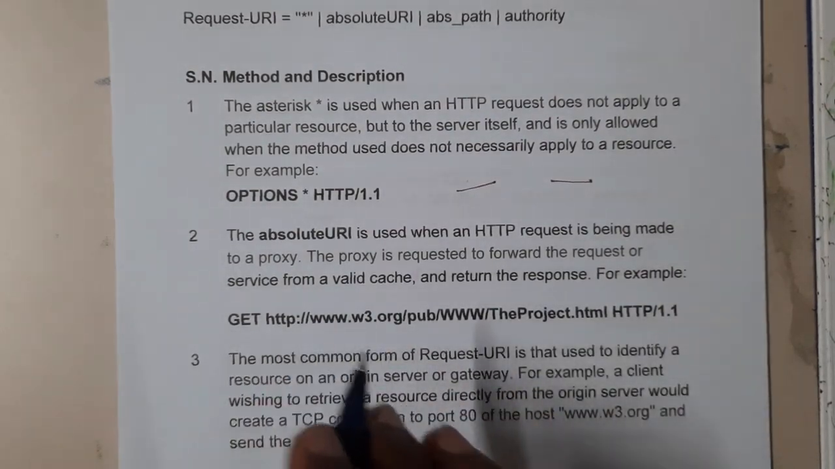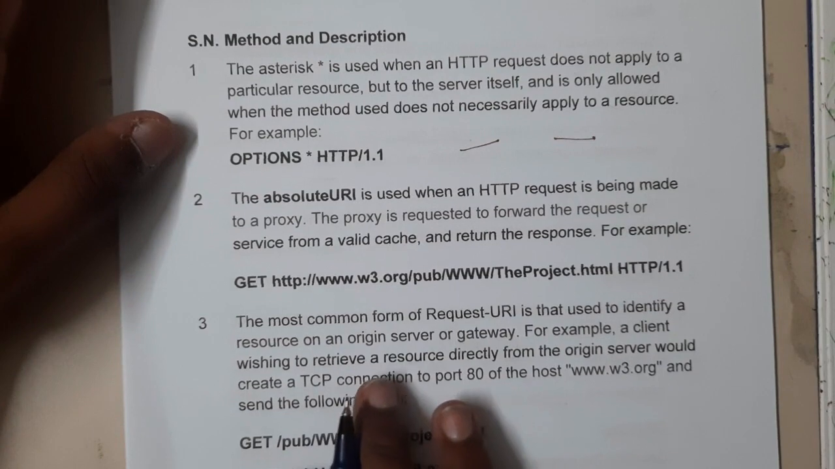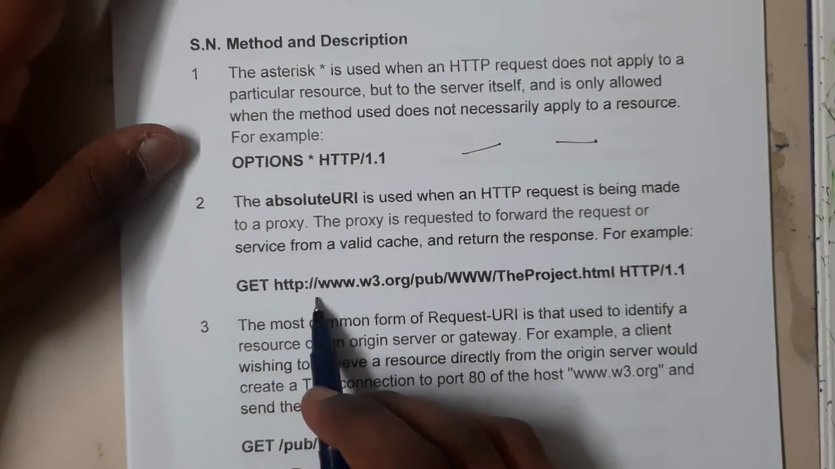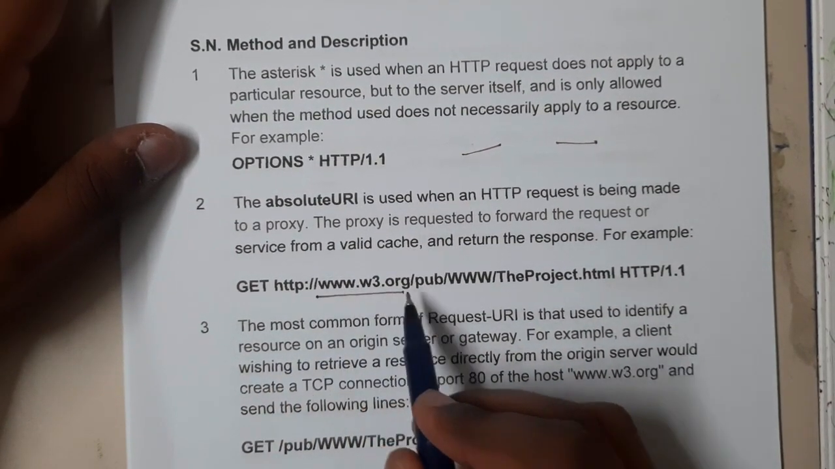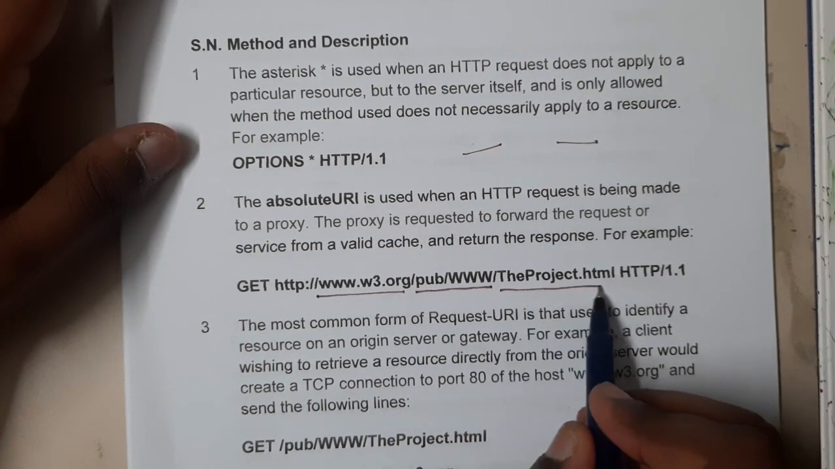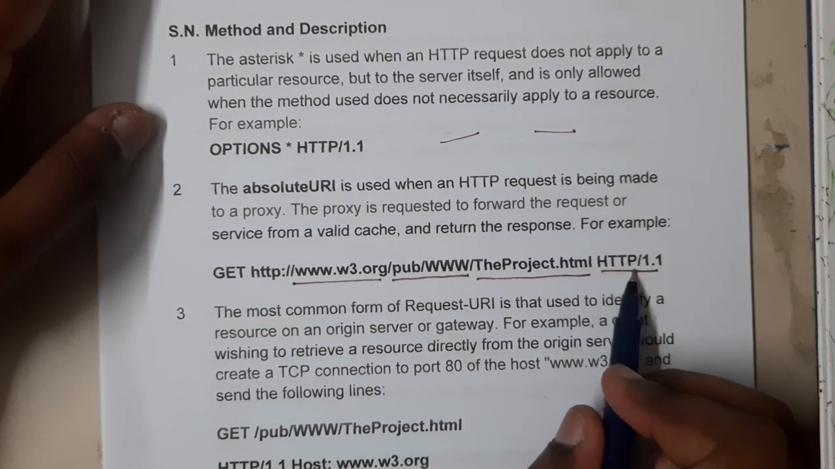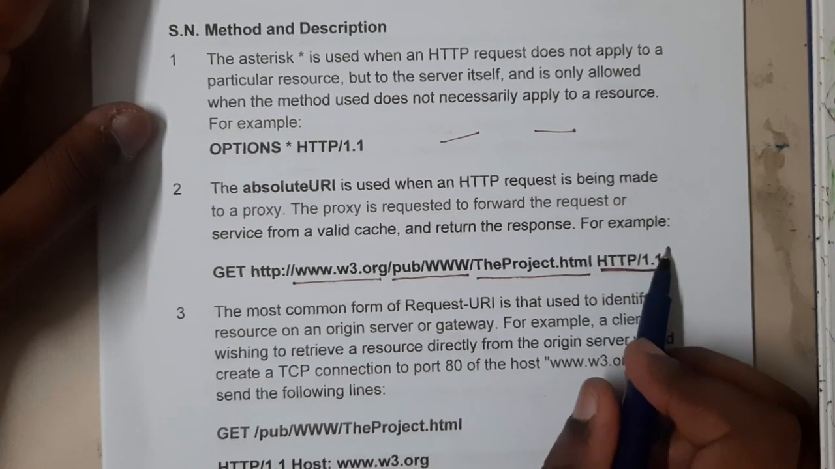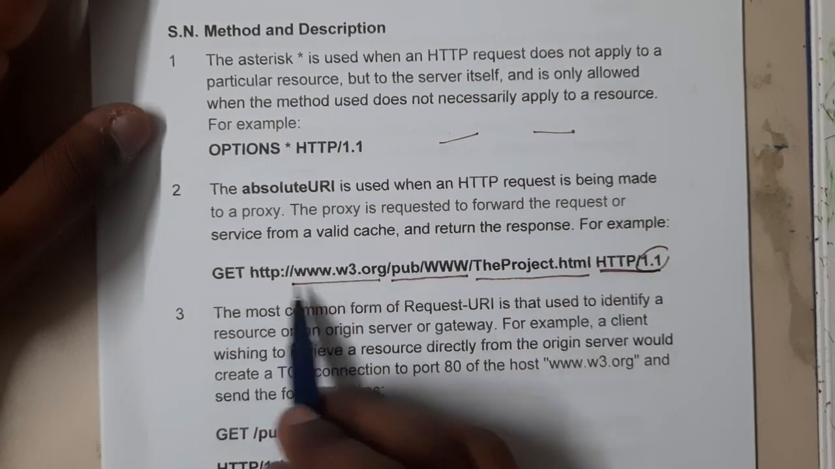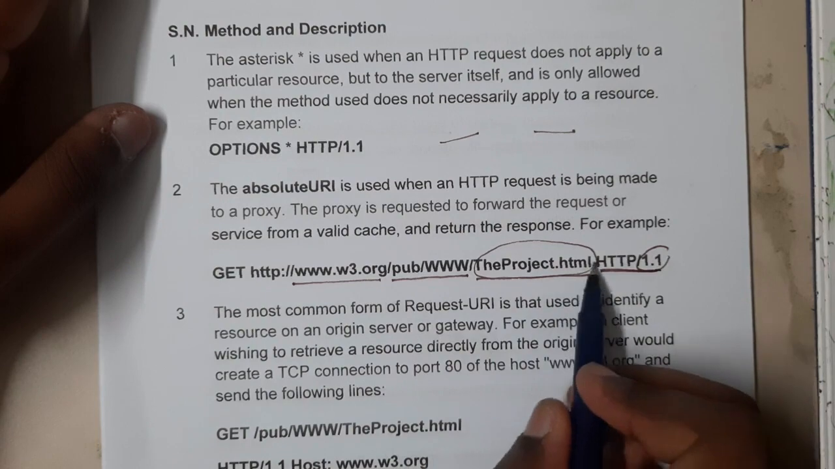Okay, so the GET method will be in this way, guys. When you are getting the data, the format will be: http colon slash slash, the website name. After that you will be having the path for it, then the file name, then the version which it is using. So here it is using HTTP version 1.1. Here is the whole URL, and here is the file name. From this file it is trying to get the data.